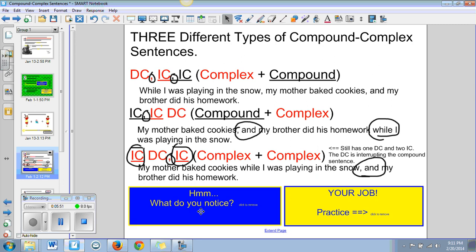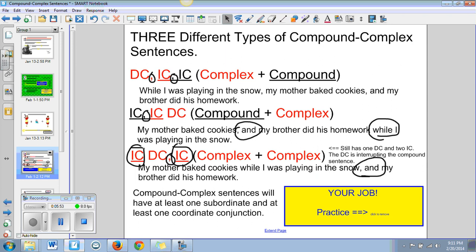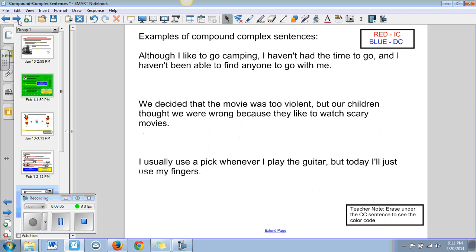All right, so what do we notice? That the compound complex sentence will have at least one subordinating conjunction and at least one coordinating conjunction. All right, so what I'd like for you to do here in your notebook is look at these sentences and decide where is the independent clause and where is the dependent clause. You can go ahead and write this in your notebook.